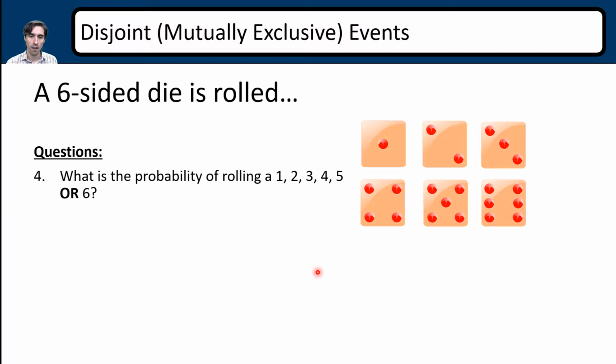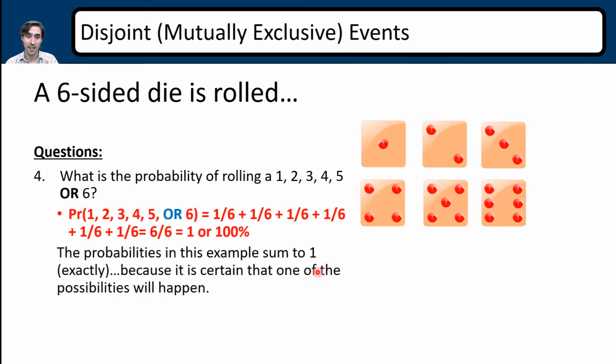So let's try another one. What is the probability of rolling a 1, 2, 3, 4, 5, or 6? This is just like running into a brick wall. It is a 100% chance that I'm going to hit my head on it. The sum of all of those equals exactly 1.